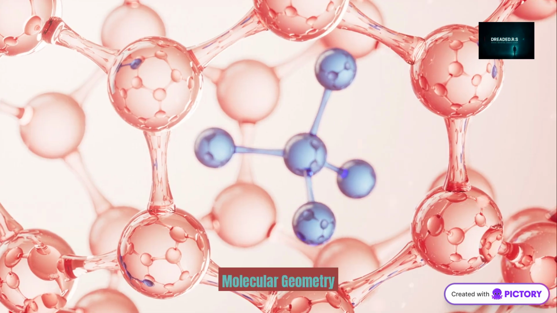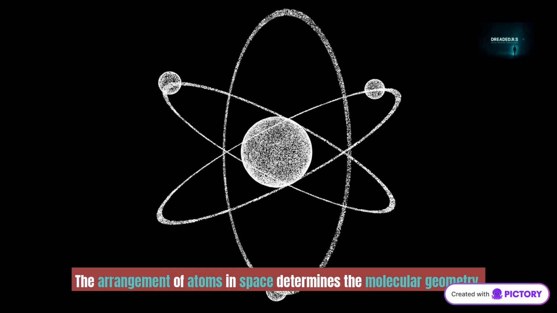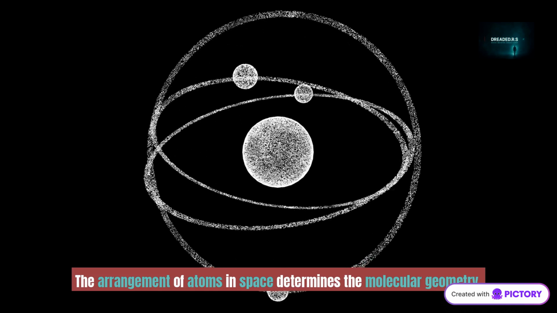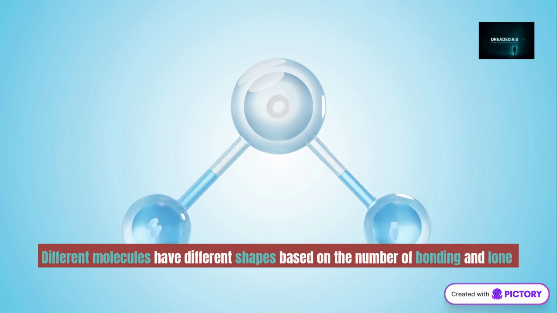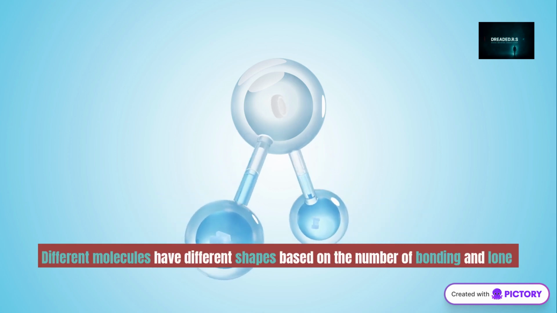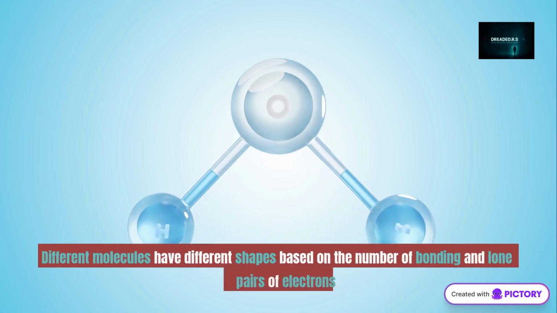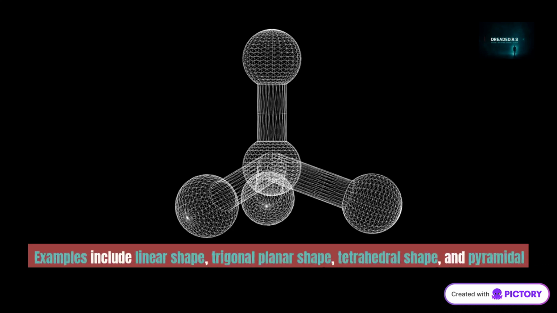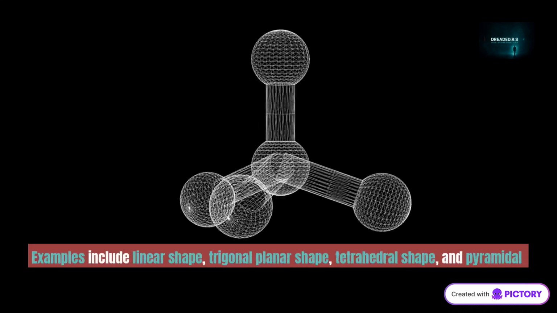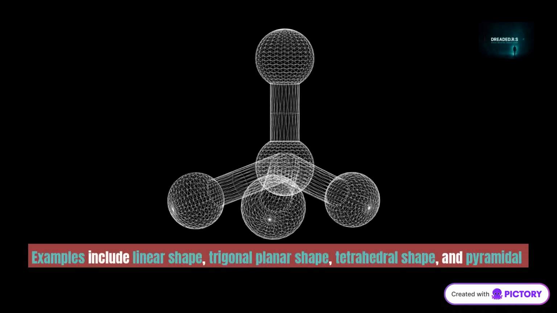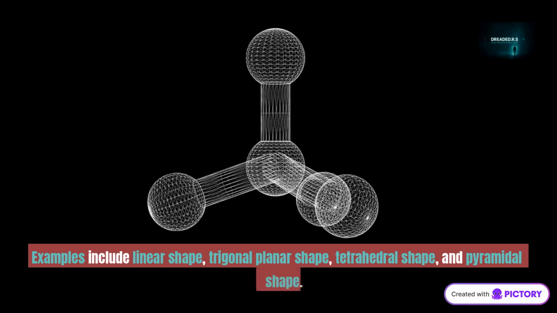9. Molecular geometry. The arrangement of atoms in space determines the molecular geometry. Different molecules have different shapes based on the number of bonding and lone pairs of electrons. Examples include linear shape, trigonal planar shape, tetrahedral shape, and pyramidal shape.